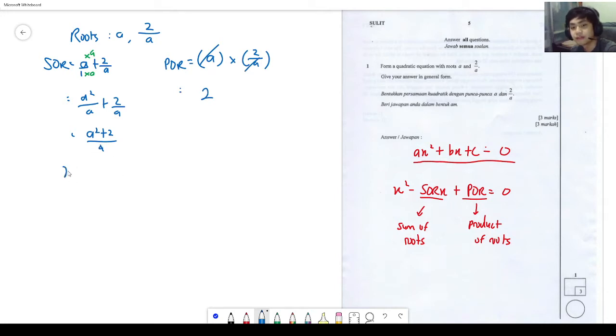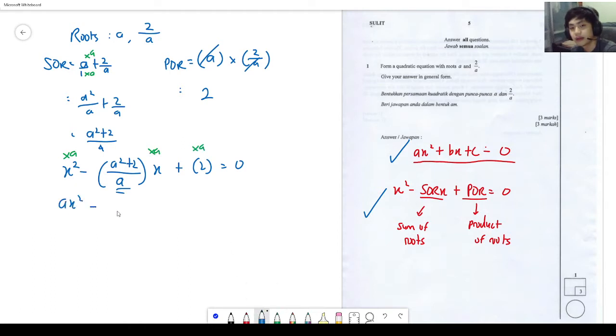So from here we have x squared minus the SOR, which is a squared plus 2 over a, x plus the POR, which is 2, equals 0. So we have applied this formula already. Now to change it to general form, we need to get rid of the fraction here. So we are going to multiply all the terms by a. We're going to get ax squared minus a squared plus 2 x plus 2a equals 0. And this will be our final answer here.